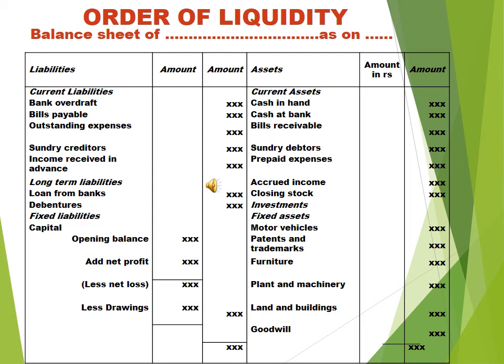This is the example for the order of liquidity. Check the asset side. You have the first item as cash in hand and the last item as goodwill. On the liability side, bank overdraft is the first item, and the last item, capital add net profit less drawing. So this particular order is called liquidity. Once again, the most liquid asset first and the least liquid asset last, and on the liability side, the most urgent first and the least urgent last.